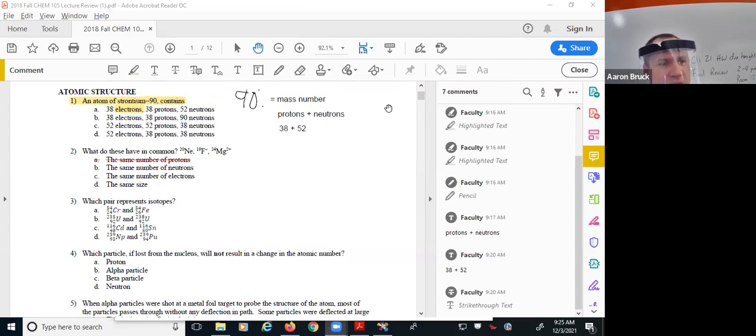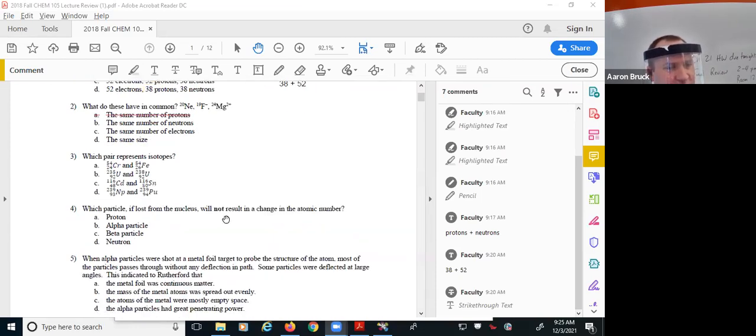All right. Let's skip number 3. Again, this is a definition thing. What is an isotope? There's that prefix iso again. So something's the same. What's the same? Same element, same atomic number. What's different? Mass numbers. So the answer here is B. The only one that has the same element, but different mass numbers.